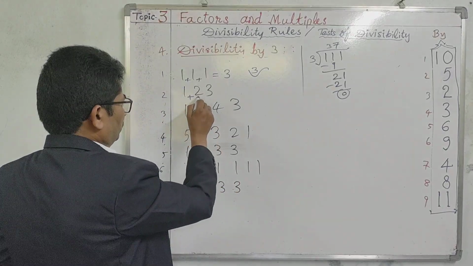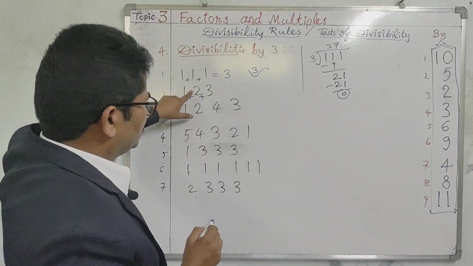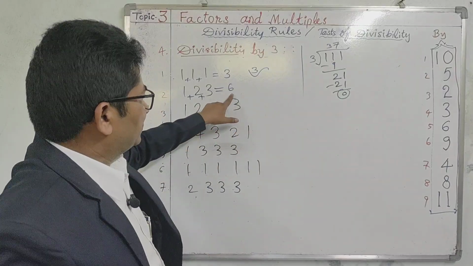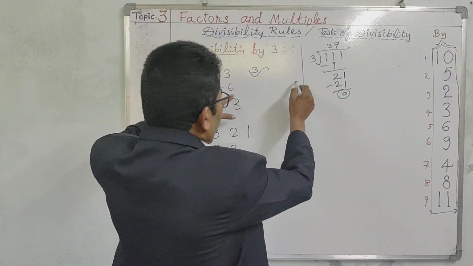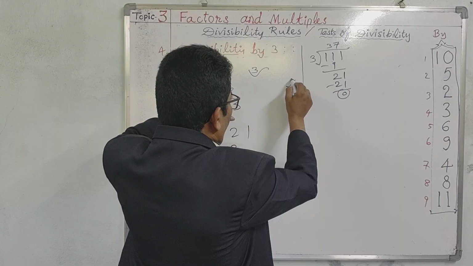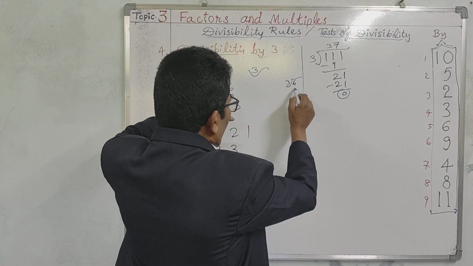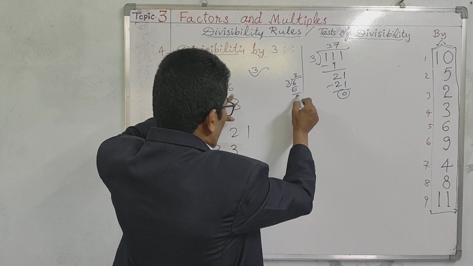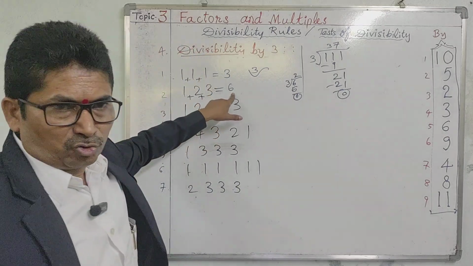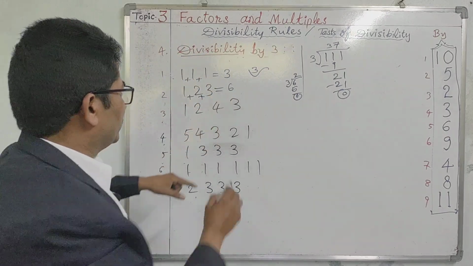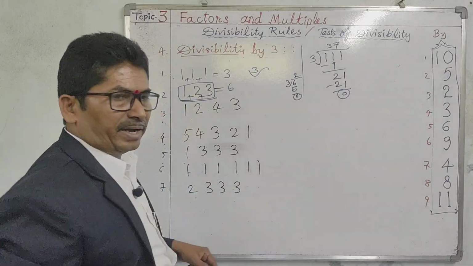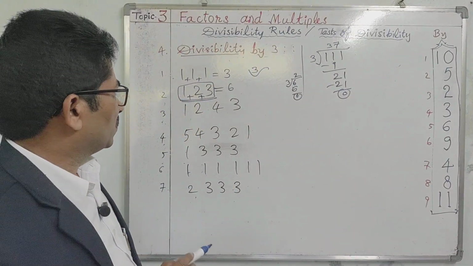We can check. 1 plus 2, 3. 3 plus 3, 6. So the sum of the digits 6 is divisible by 3. 3 1s are 3, 3 2s are 6. So it is exactly divisible by 3. So that's why this number 123 is also exactly divisible by 3. No doubt at all.